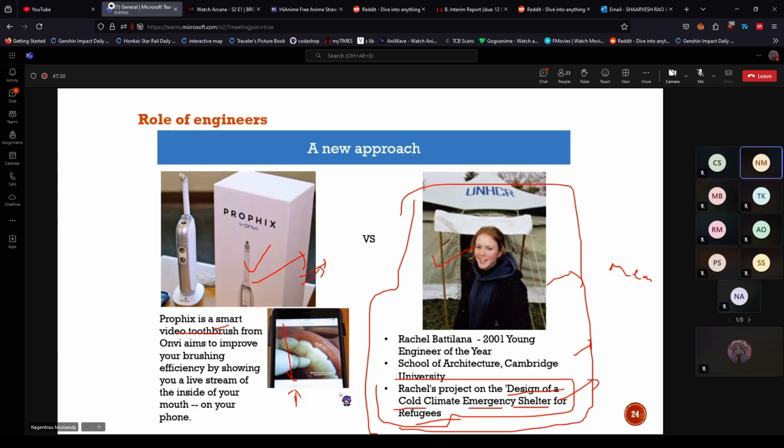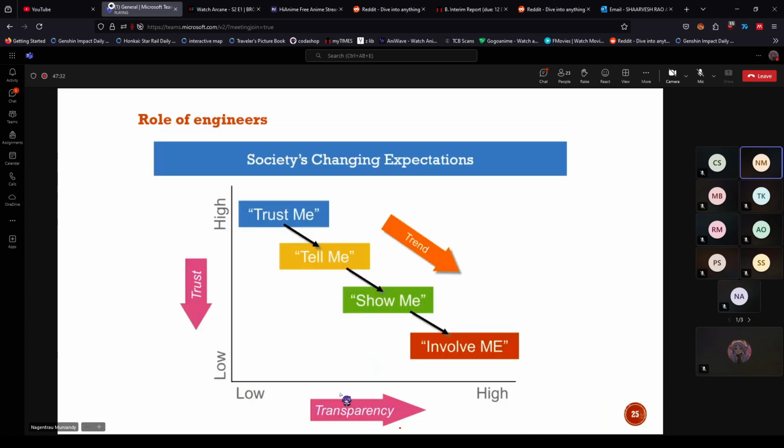And society is changing expectations. Nowadays our society is moving towards low trust and high transparency. Last time, whatever people did, we just trusted and accepted it blindly. Then we started to ask them questions to explain. Then we wanted to see things. And now things have changed, where the trend is that we also should be part of it. So that means there will be higher transparency.